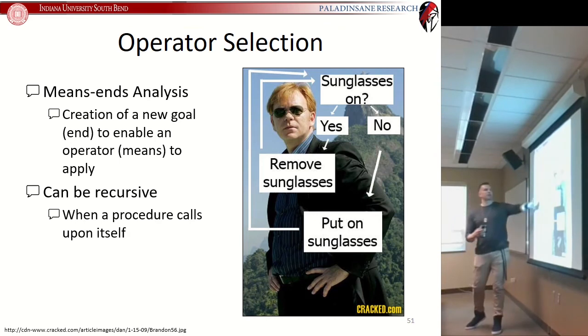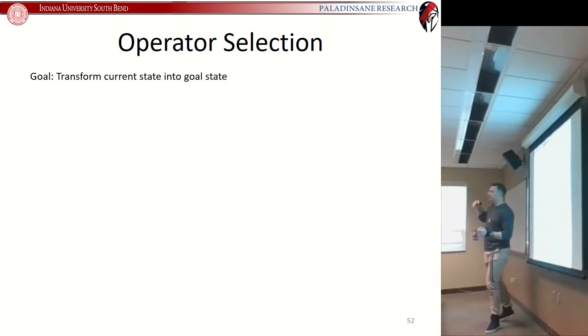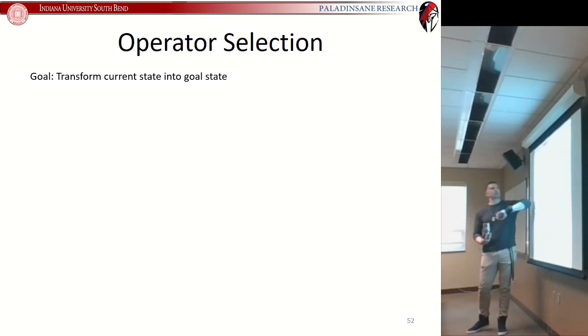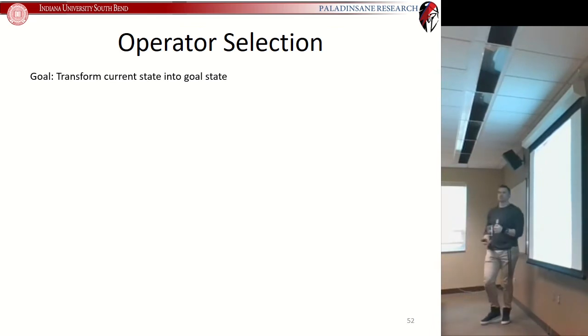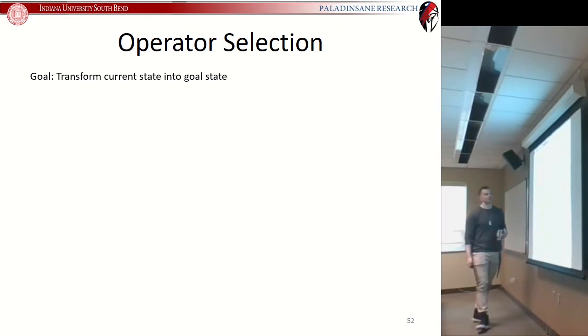So we're going to see that loop-like structure in means-end analysis when we apply it to a slightly more complicated example. So your goal: transform your current state into the goal state. That's basically saying your goal is to solve your problem. Go from the current state to the goal state.